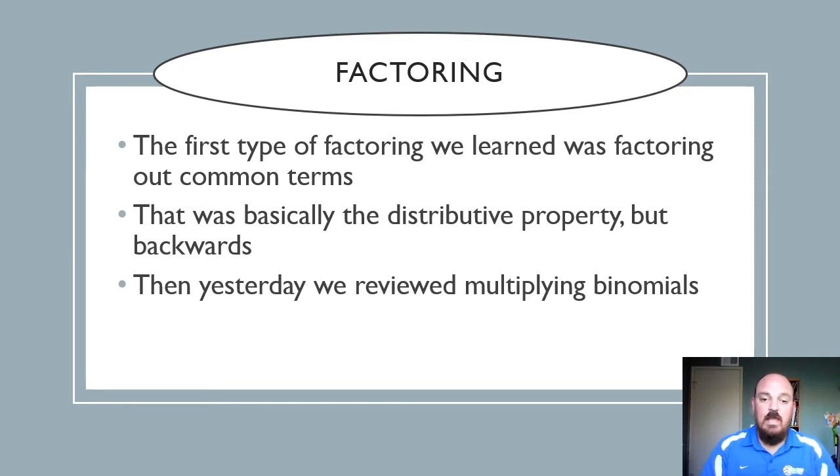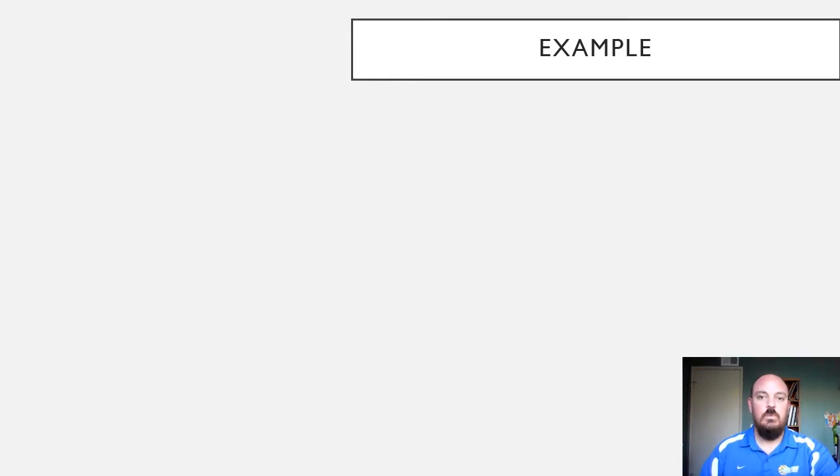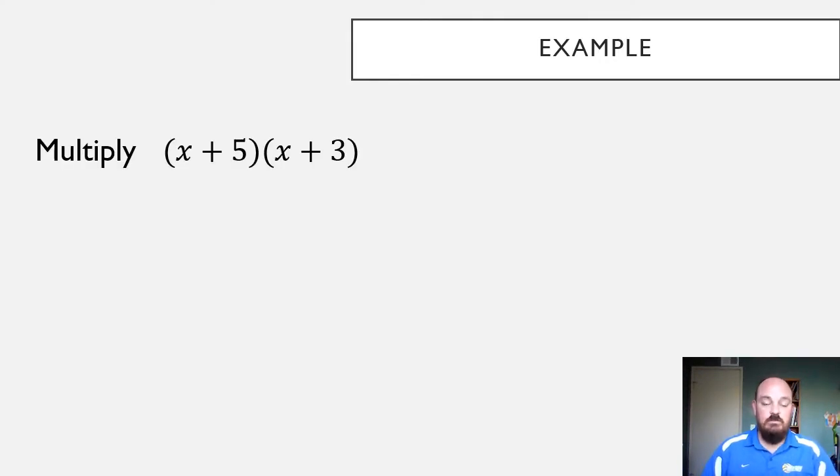Now yesterday I reviewed how to multiply binomials with you. And the reason I did that is because the next type of factoring that we're going to learn is that problem backwards. So what we're noticing is we went through this whole unit on multiplying polynomials, and now we're doing those problems backwards, and that's what we call factoring. So let's start with an example, not of factoring yet, but of actually multiplying, and then we'll look at our question and we'll work together on how we can do that question backwards.